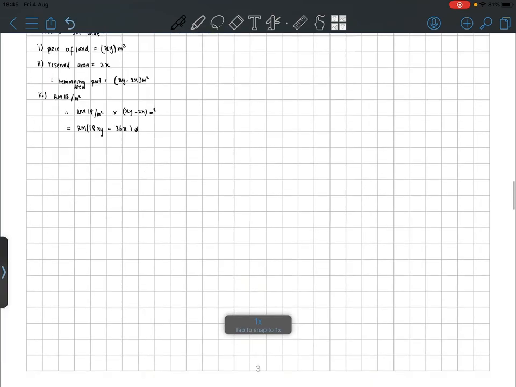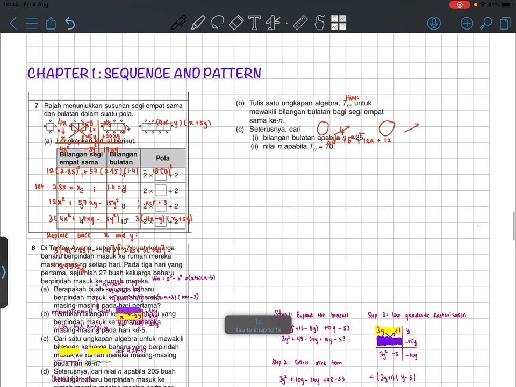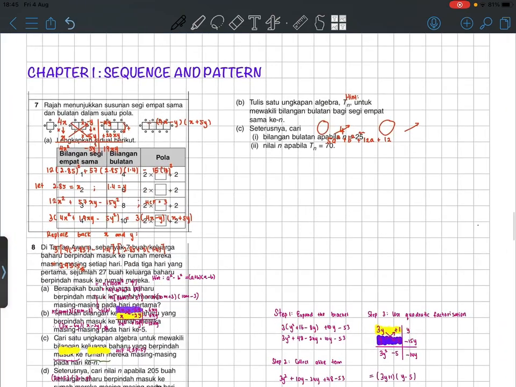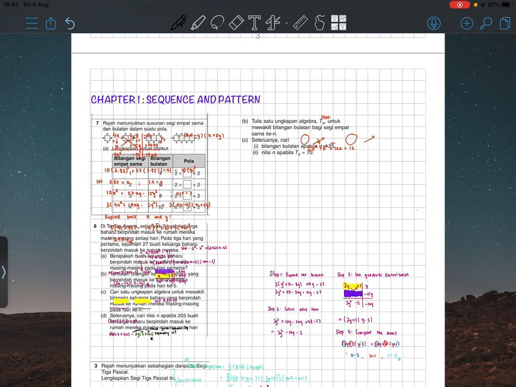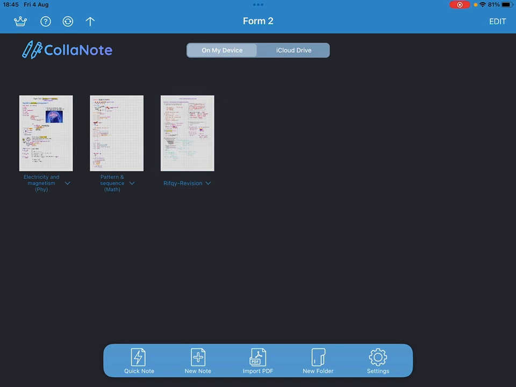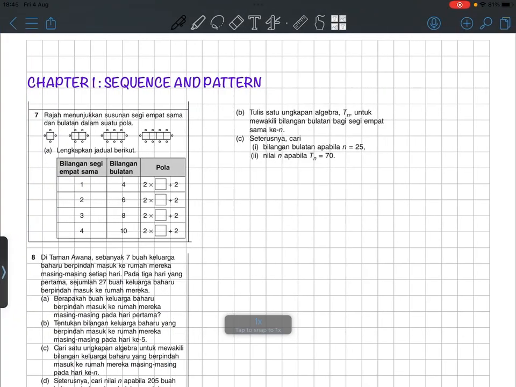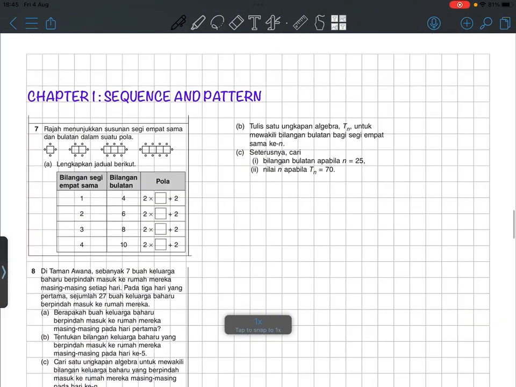Okay, so this is chapter 1, so let's have a look. Wait, why is it like that? Okay, so it's a glitch.